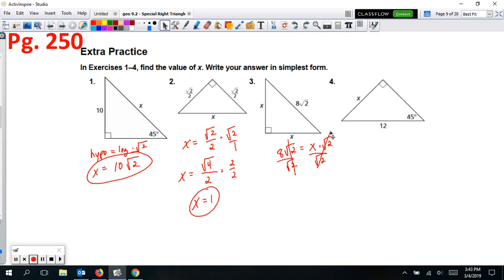As we do that, we'll cancel out the square root of 2 here, giving us just x. And over here, these square roots of 2 also will cancel out, and it'll just give us 8. So there's our answer then. The answer is just 8. X equals 8 because we canceled out square root of 2.